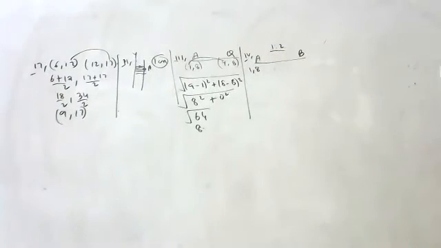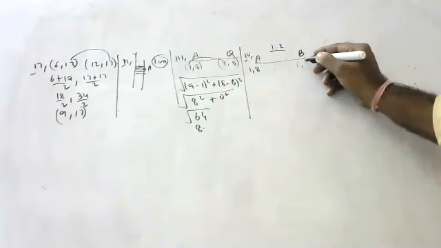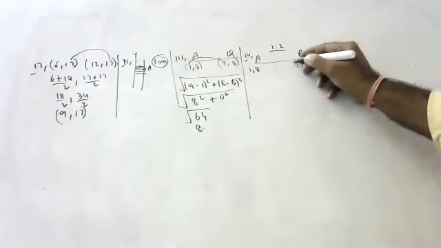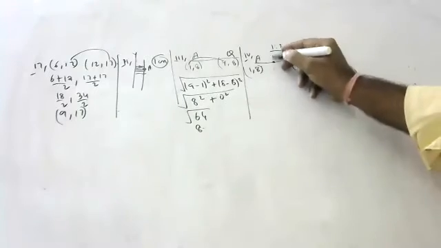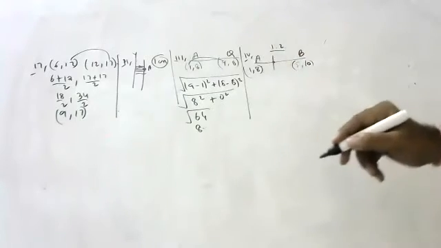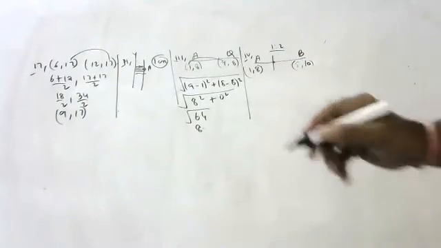Can anyone tell me B's coordinates, children? 1, 2, 3, 4, 5, so (5, 10). Okay, children. Now, what are the coordinates of the point which is dividing them in 1:2?